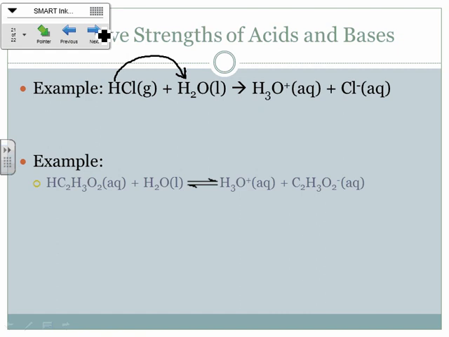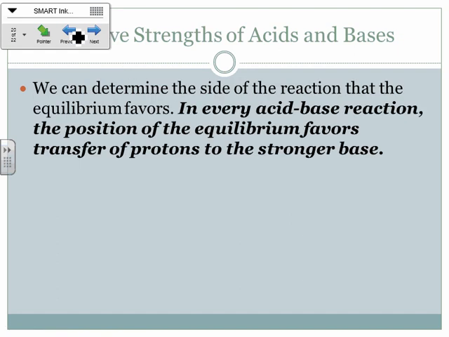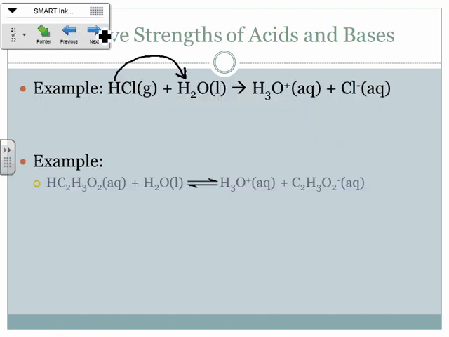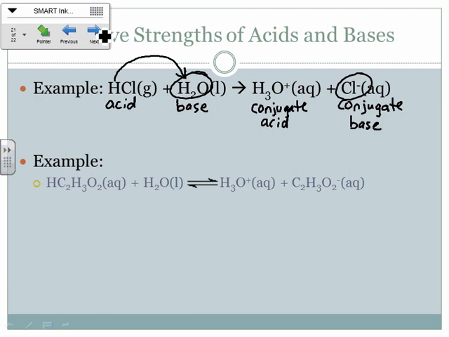The position of the equilibrium is going to favor making the stronger base, is what this is essentially saying, okay? So what that means is, if you look at the two bases in this thing, HCl is an acid, H2O is a base. This is the conjugate acid here for water, and Cl- is the conjugate base, okay? So we've got two bases here. We've got H2O and we've got Cl-, okay?